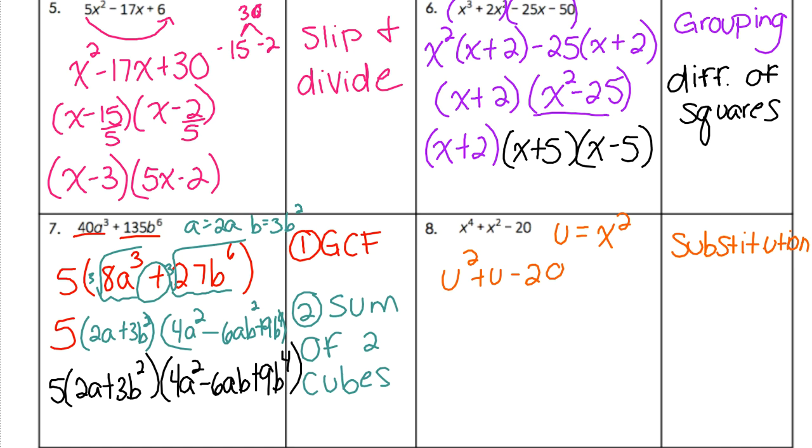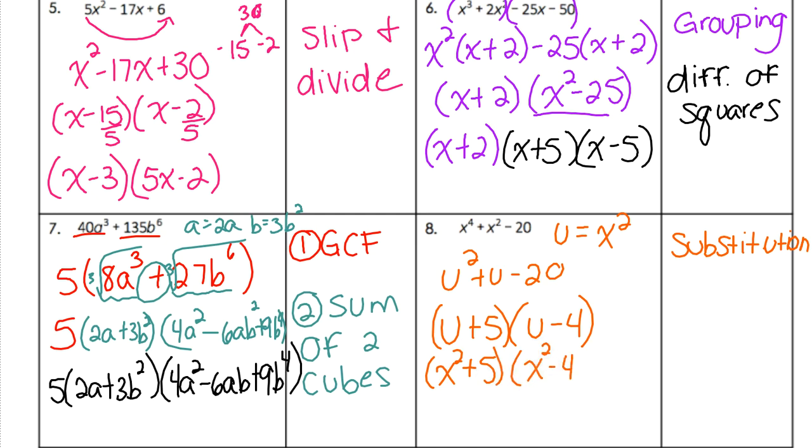So now it's just a basic problem. That means I'm just looking for the factors of negative 20 that add up to 1. So in this case, it would be u plus 5 times u minus 4. Those multiplied to negative 20 and add up to positive 1. And then I'm going to resubstitute the x squared back in. So that's going to leave me with x squared plus 5 and x squared minus 4.